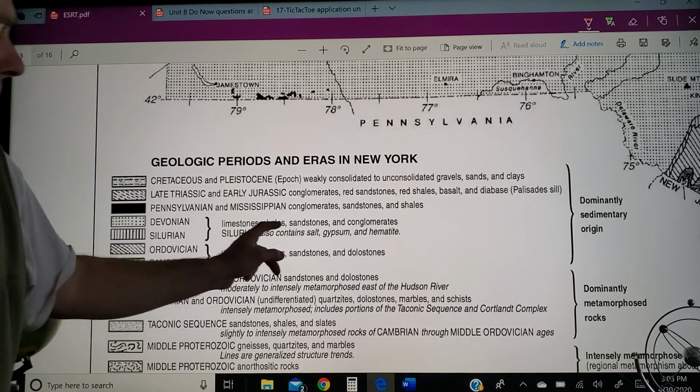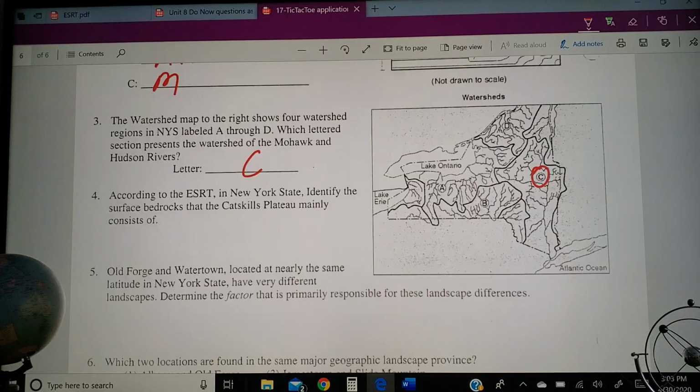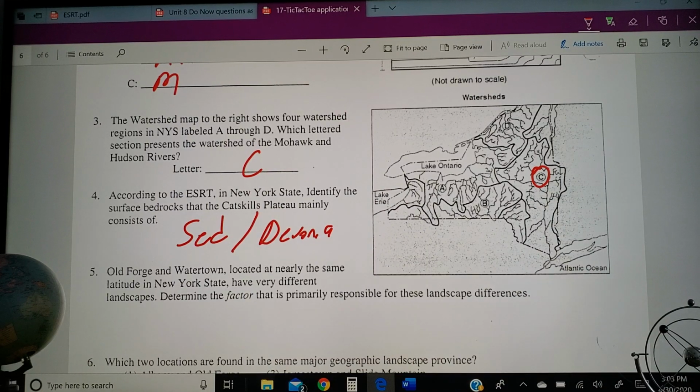And of course, that's limestone, shale, sandstone. That's all sedimentary rock. Okay. So you're looking at sedimentary from the Devonian. And again, the Devonian is the age of the fish, and we'll get into that. A lot of neat evolution and fossil evidence there.